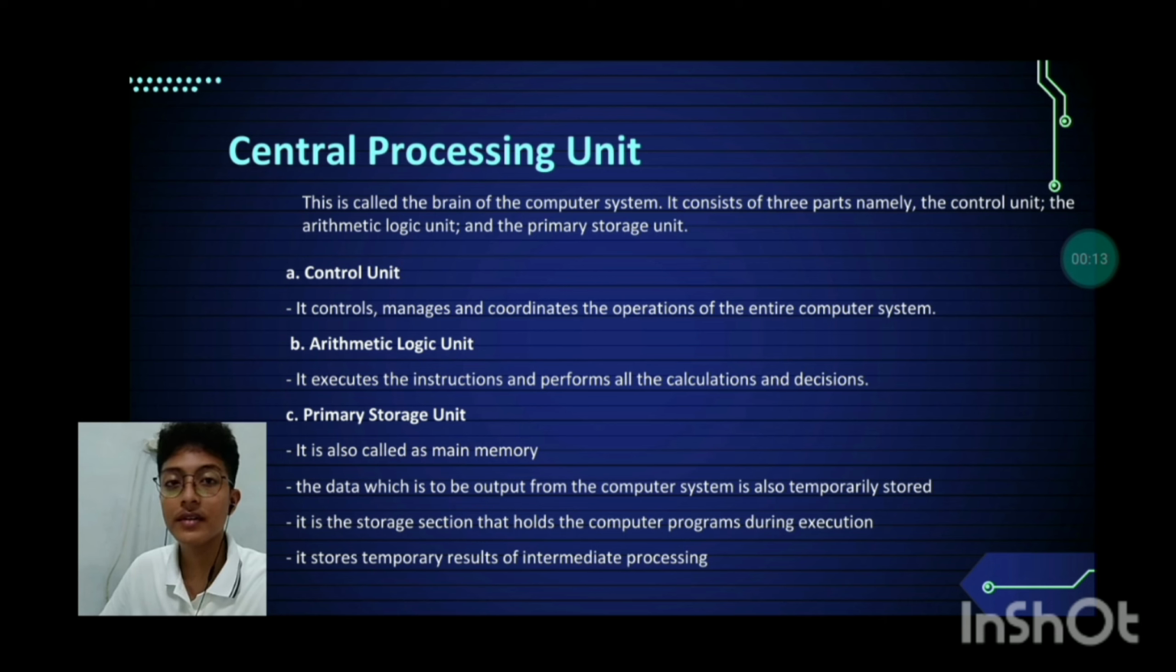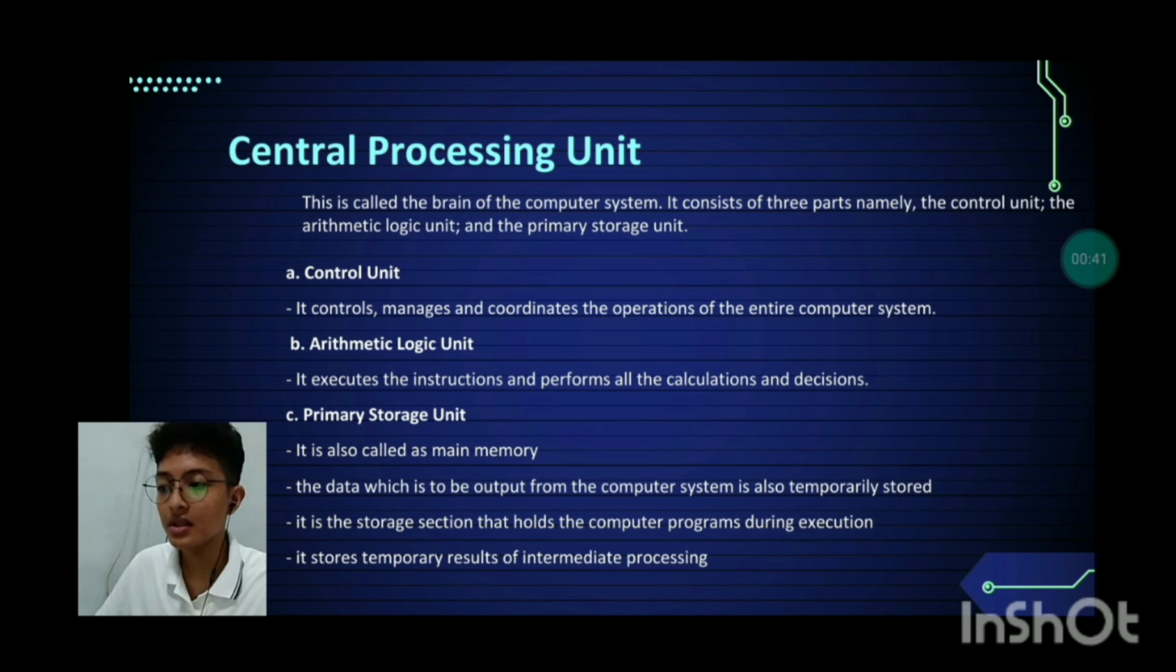There are two different CPUs. It's either Intel or Ryzen. This is called the brain of the computer system. It consists of three parts, namely the control unit, the arithmetic logic unit, and the primary storage unit. The control unit controls, manages, and coordinates the operations of the entire computer system. The arithmetic logic unit executes the instructions and performs all the calculations and decisions.